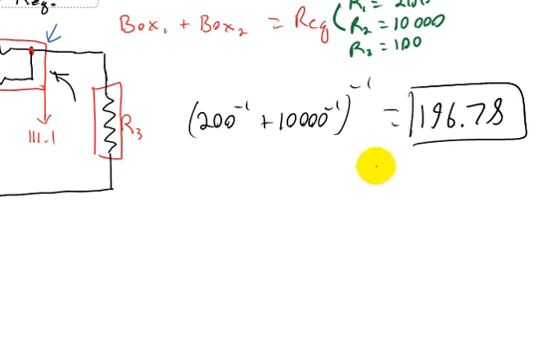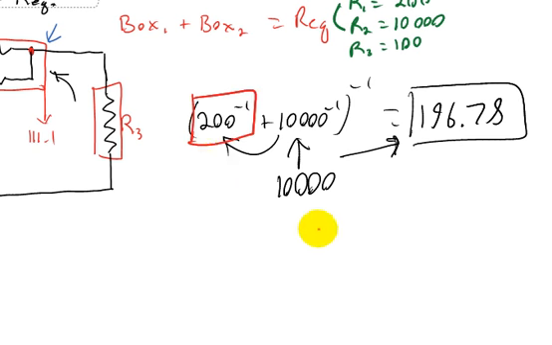Alright, and I get something like 196.78. Now I want you to realize that even though this number is huge, at 10,000, considerably higher than 200, your equivalent resistance for the parallel circuit will not be higher than the lowest resistor in the parallel. So in our case, the lowest resistor is 200. We combined it with 10,000 and we got 196, which is really close to 200.